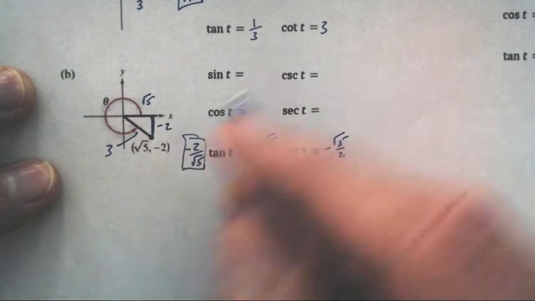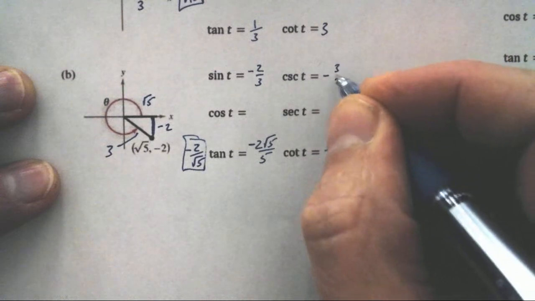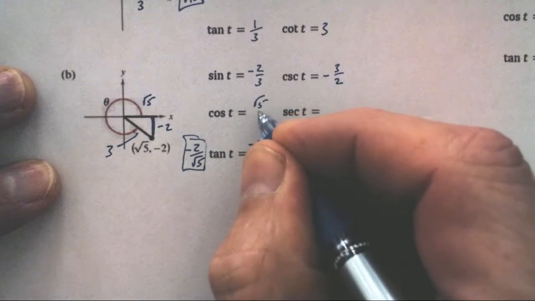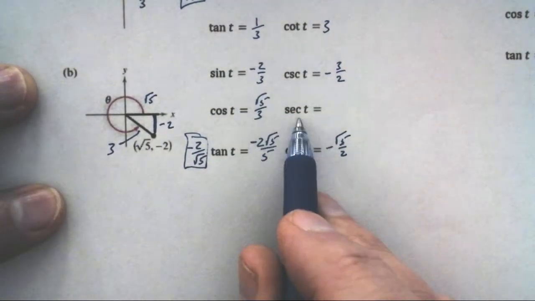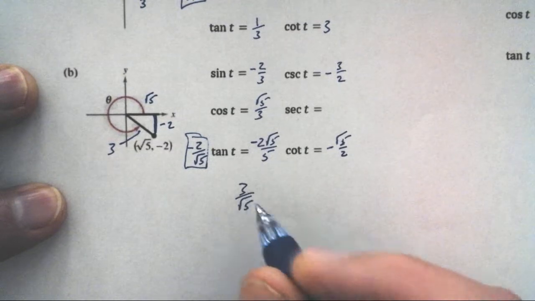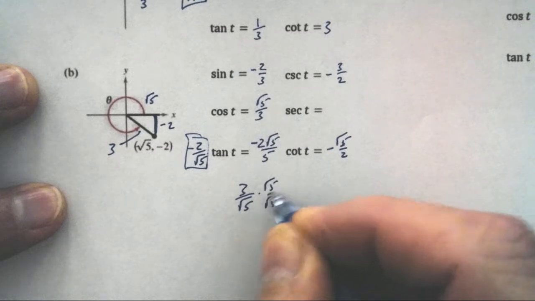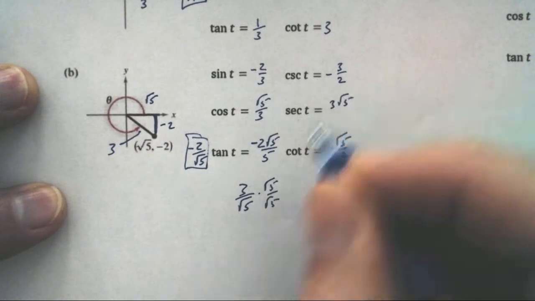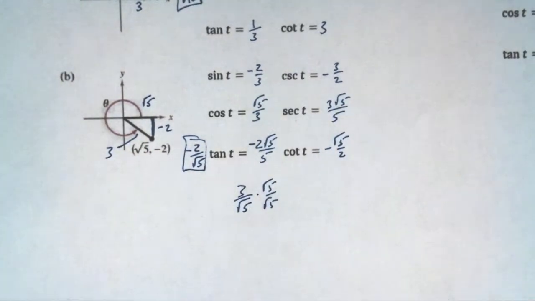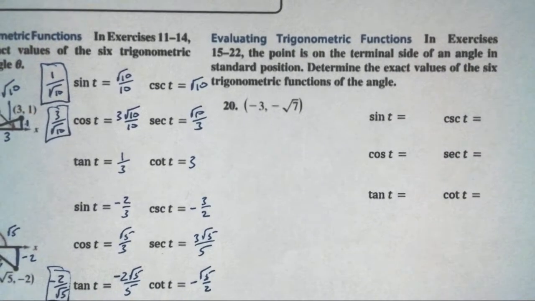Sine, y on r, negative 2 on 3, cosecant the reciprocal. Cosine, x on r, square root of 5 on 3. Secant, the reciprocal, I'm going to jot it down here, 3 on square root of 5, but rationalized, 3 square root of 5 on square root of 5 times square root of 5, 5. And that's it. And now you're going to see, they're going to try to disguise this as a different problem, but it's the same problem.